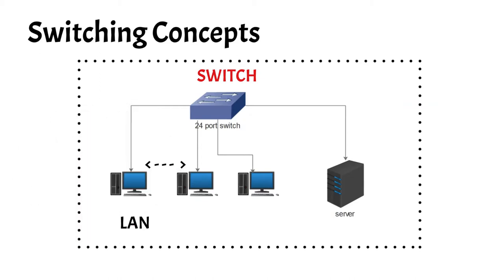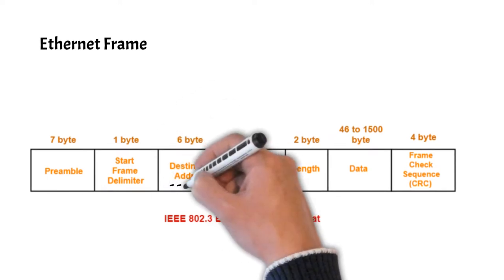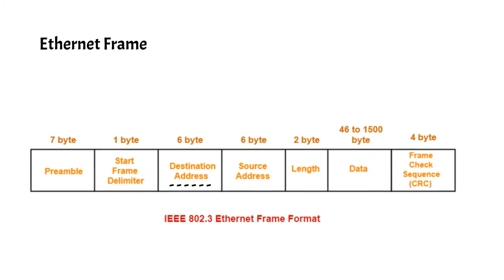To achieve that goal, switches use logic based on the source and destination MAC address in each Ethernet frame header. All Ethernet frames have both destination and source MAC addresses. The destination field is a 6-byte field that contains the MAC address of the destination for which the data is destined. The source address field is a 6-byte field that contains the MAC address of the source which is sending the data.